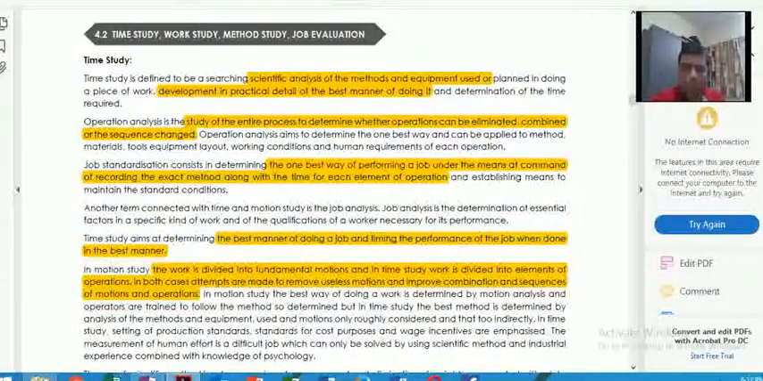The next thing we can do here is study the entire process. If there are 4 to 5 processes, we will study all of them and eliminate those processes which are unnecessary and not required. After this, we will try to give specific work to the worker.